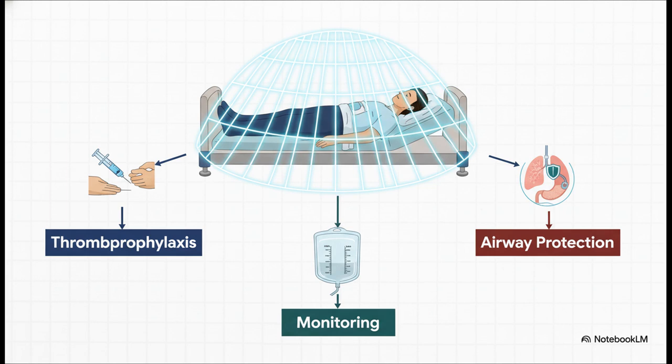The severe dehydration in DKA makes the blood incredibly thick and prone to clotting, creating a very high risk of a fatal thromboembolism like a pulmonary embolism. So, prophylactic heparin is totally non-negotiable. The other 2 are about monitoring and airway protection. A urinary catheter to closely track fluid balance, and a nasogastric tube if the patient is unconscious to prevent aspiration of stomach contents into the lungs.